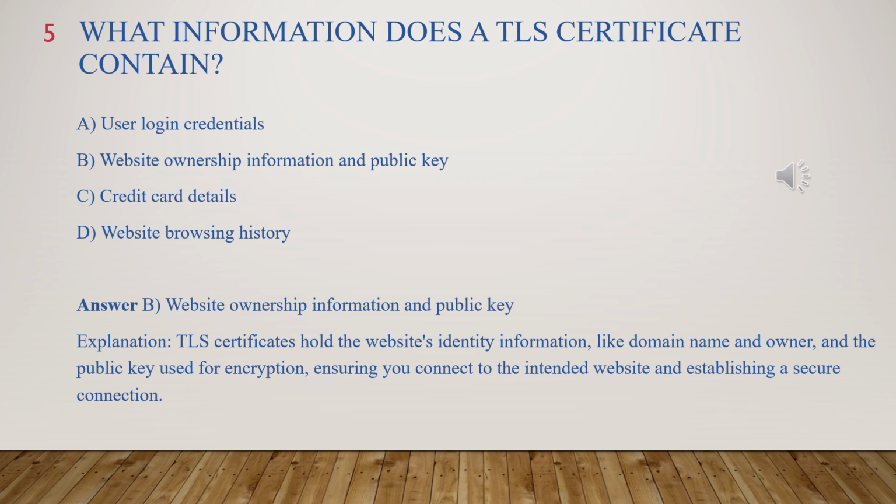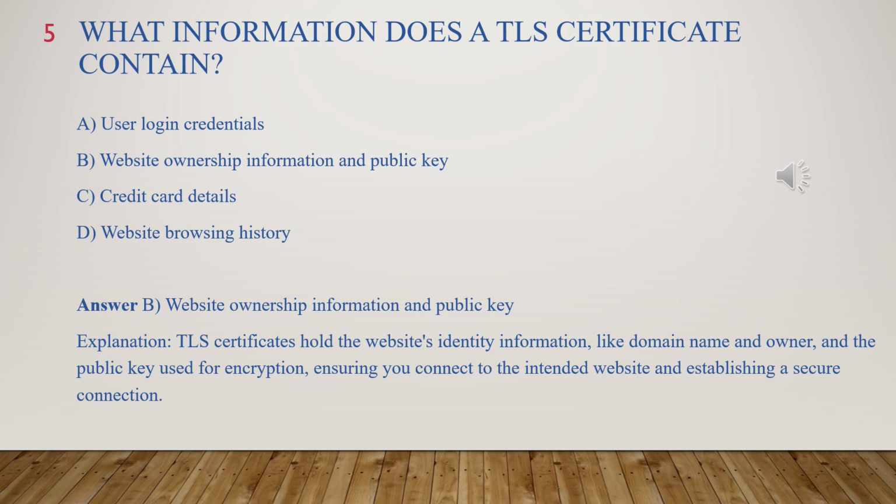Here's a breakdown of what a TLS certificate typically contains. Essential information: Subject, the domain names for which the certificate is issued. Issuer, the name of the Trusted Certificate Authority, CA, that issued the certificate. Validity period, the start and end dates for which the certificate is valid. Public key, the portion of a cryptographic key pair used for encryption. The corresponding private key, kept secret by the website owner, is used for decryption.